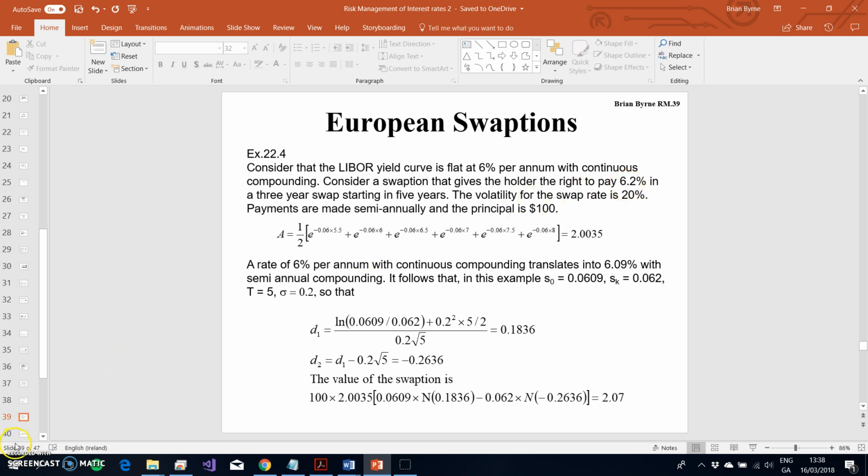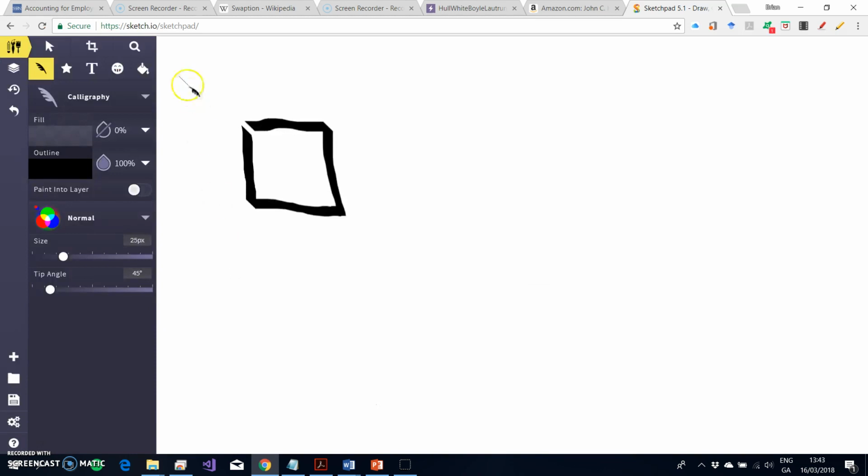You might take a look at a little graph. Okay, so I've just come across this online sketching facility here, and it seems okay. So I'm going to draw a basic outline of a swap.